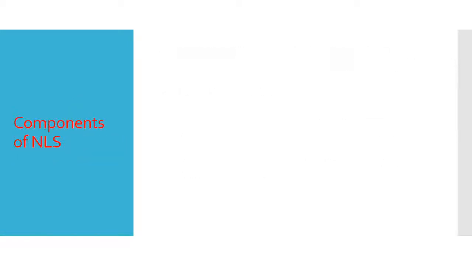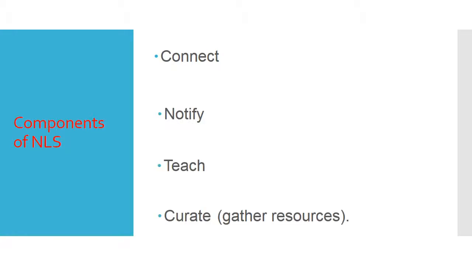So what do I mean when I talk about components of NLS? Well, there are different components that make learning spaces useful to professionals. Depending on one's needs, the NLS can be used for connecting, notifying, teaching, and curating, which means gathering resources from different websites and putting them all in one place. This can be very useful when you use your learning space with a small group of people. They will be able to find all the resources they need to gain knowledge about a topic without having to look for information all over the web.